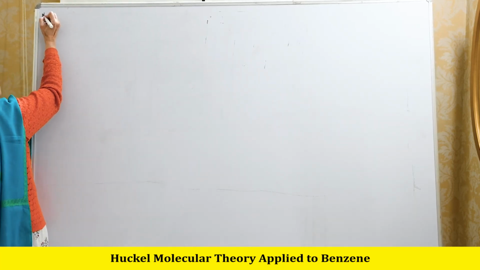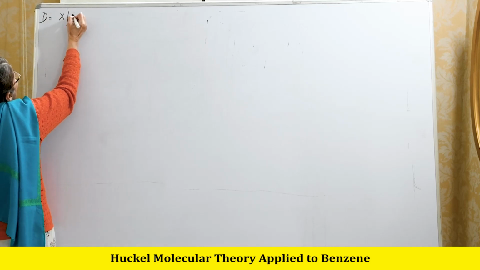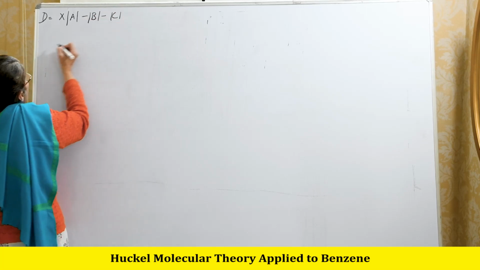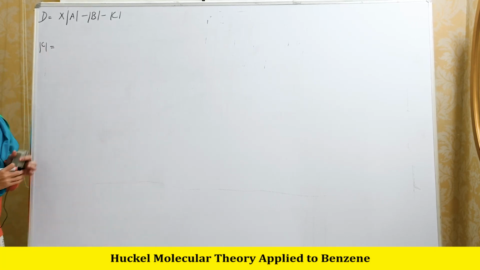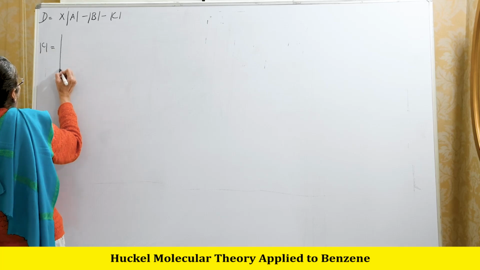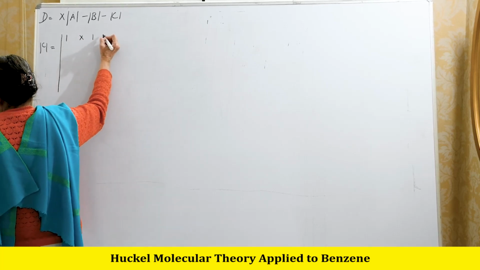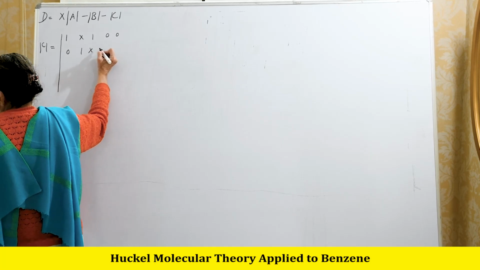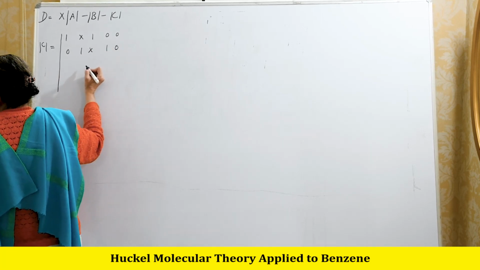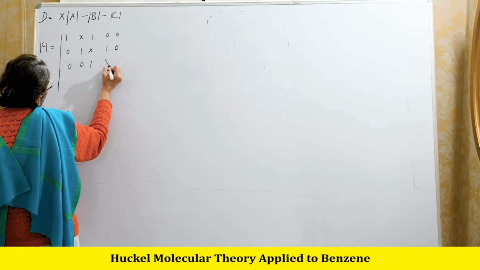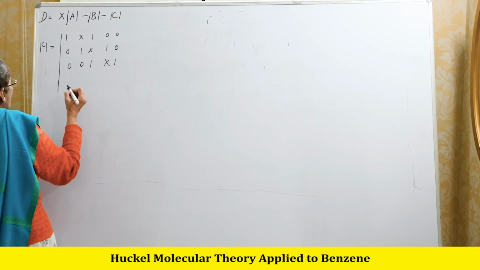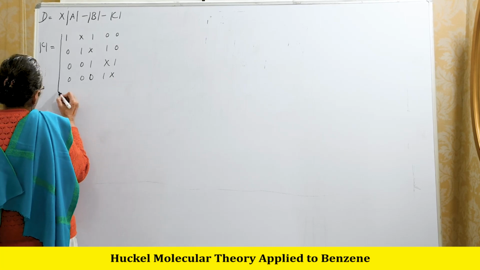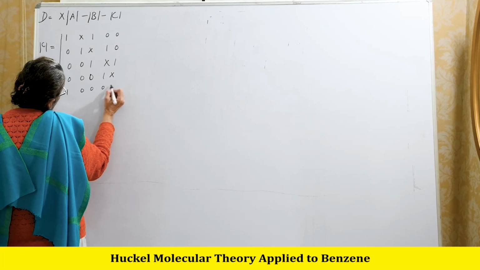So the determinant is like x, A minus B and minus C. So I am taking the C determinant, and this is equal to 1 x 1 0 0 0 0 and 0 1 x 1 0 and 0 0 0 0 1 x 1 and 0 0 0 1 x, 0 0 0 1 x and 1 0 0 0 1 1 0 0 0 1.